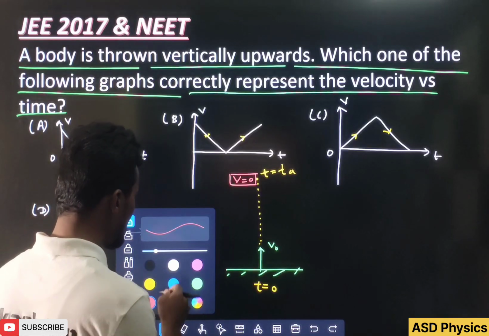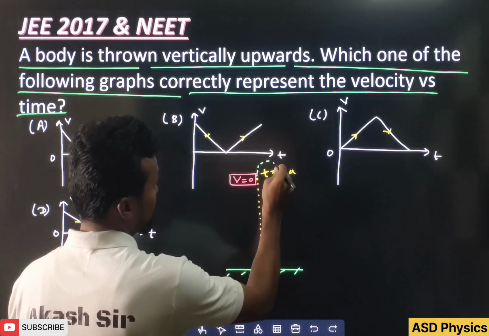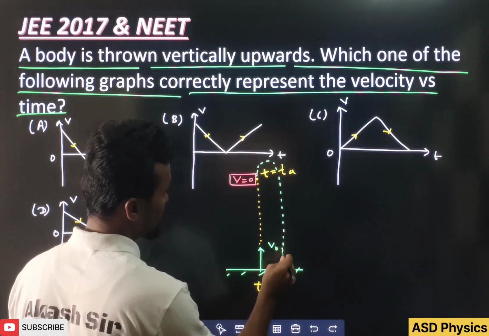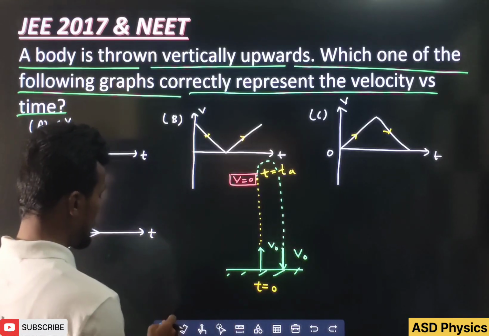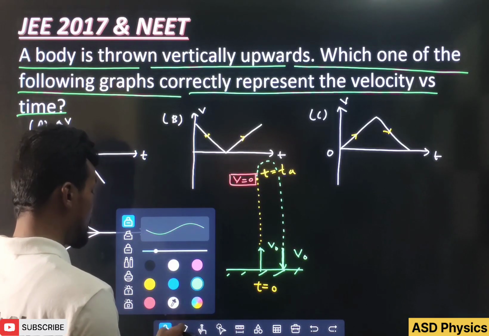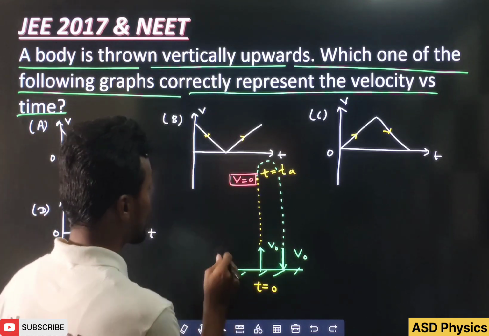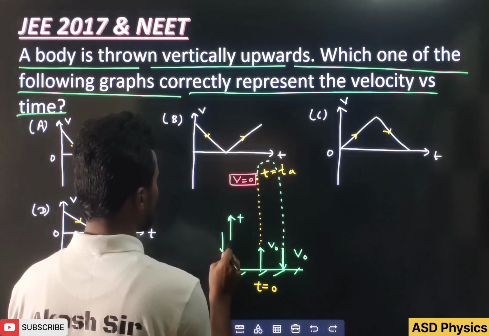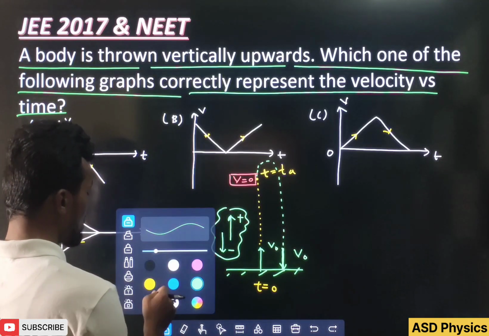After that, just for representation purposes, we can say the particle will come back. Again, in the absence of air, it will strike with the same speed v naught, but the velocity is different. Why? Because velocity is a vector quantity, direction is opposite. So let's take, for example, this side I have taken plus, this side I have taken minus, this sign convention.